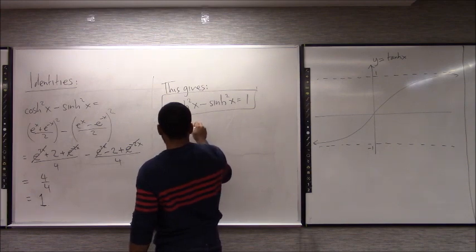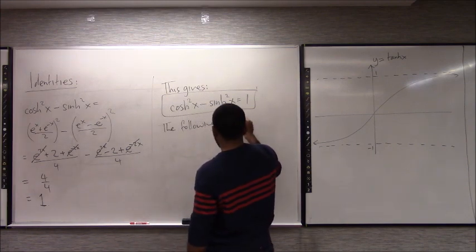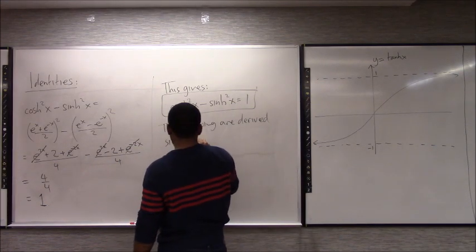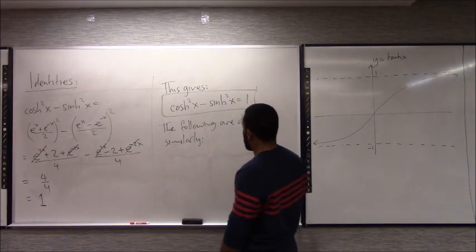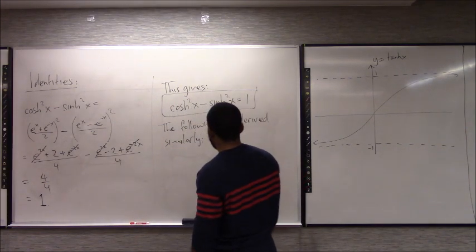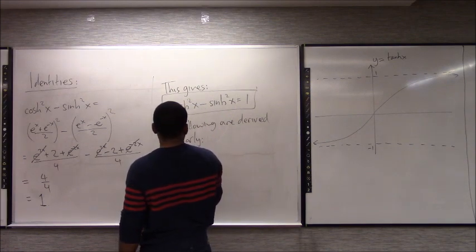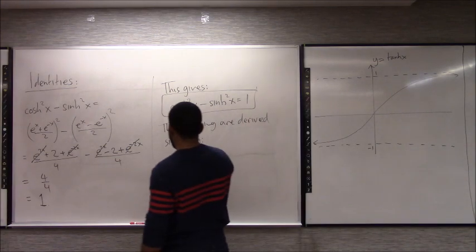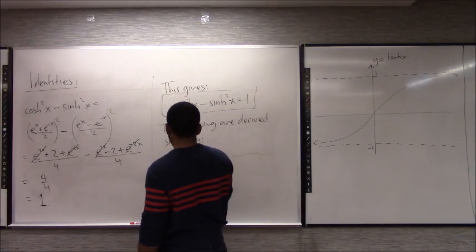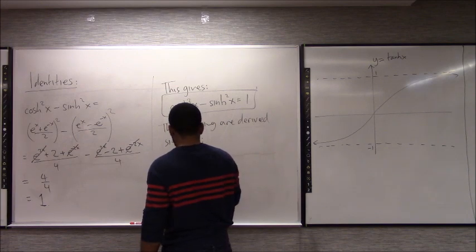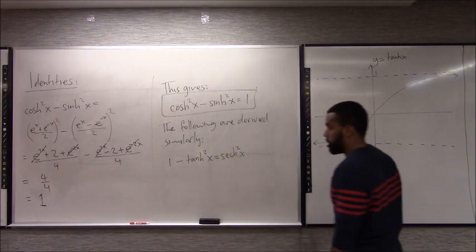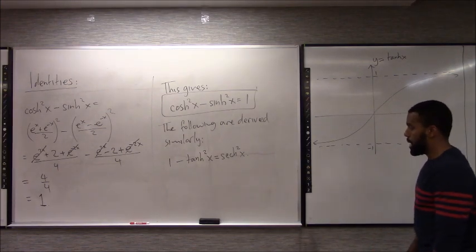The following are derived similarly. I don't want to spend too much time on it though. So we have things like, if I divide this through by the cosh squared, we would end up with 1 minus tanh squared equals the hyperbolic secant squared. So instead of the 1 plus tangent squared equals secant squared, you have 1 minus tanh squared equals sech squared.